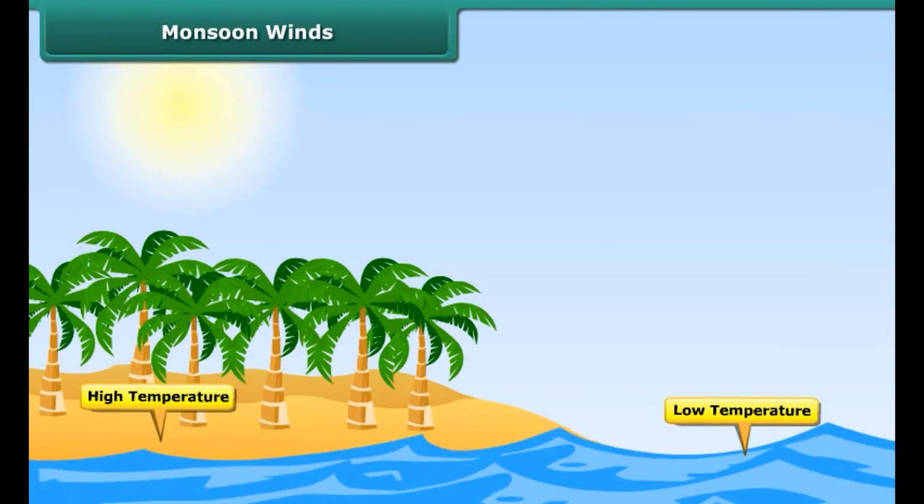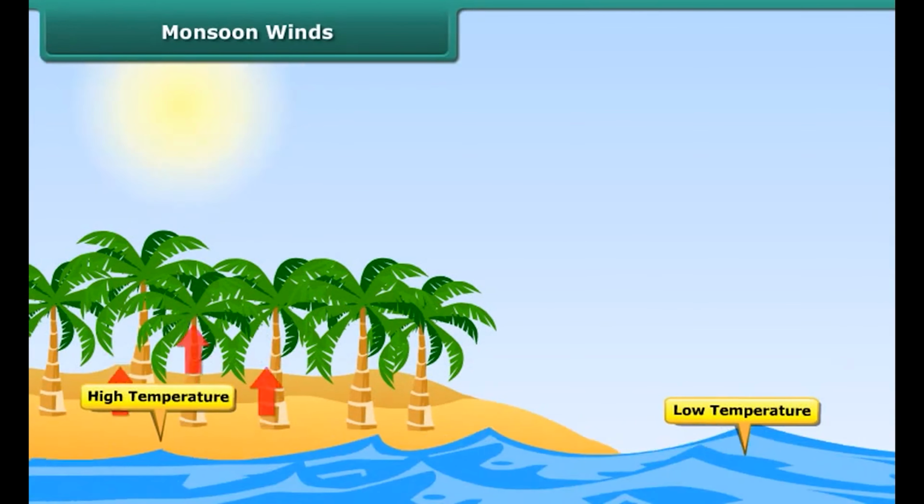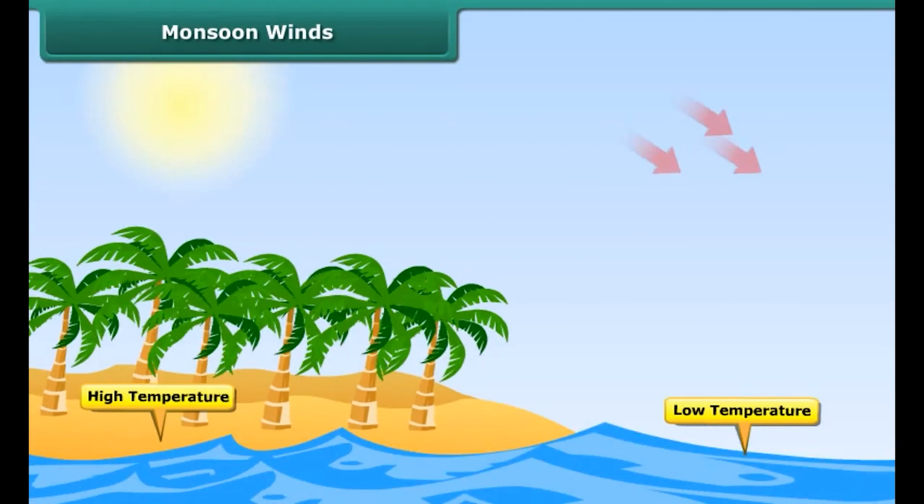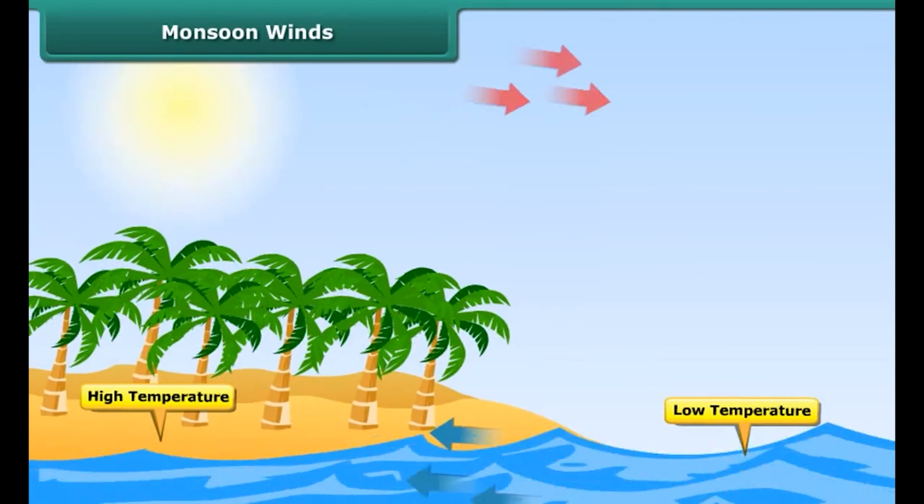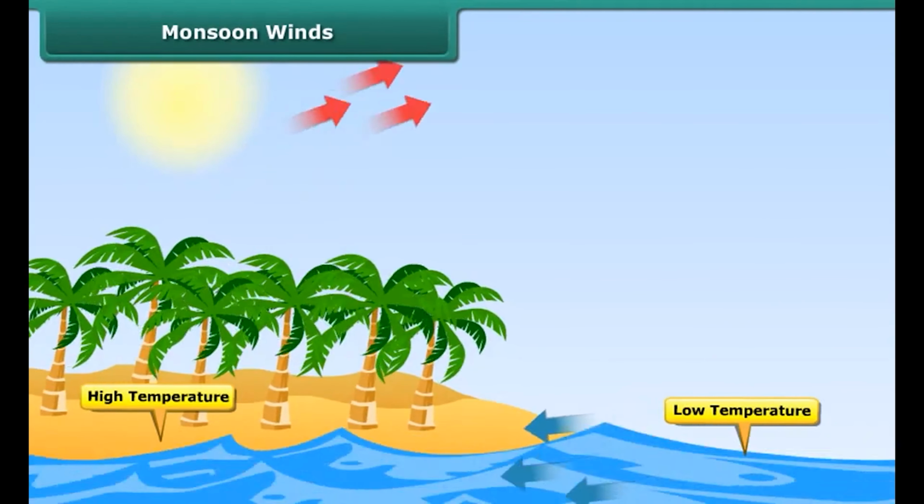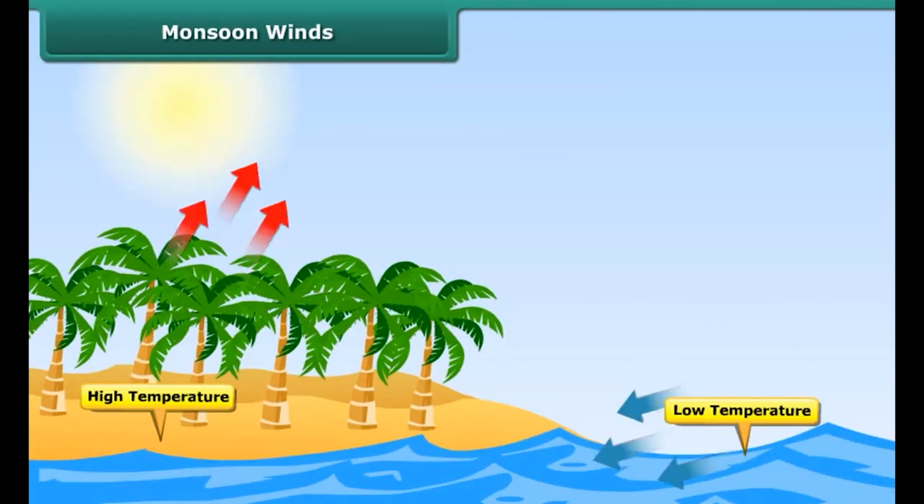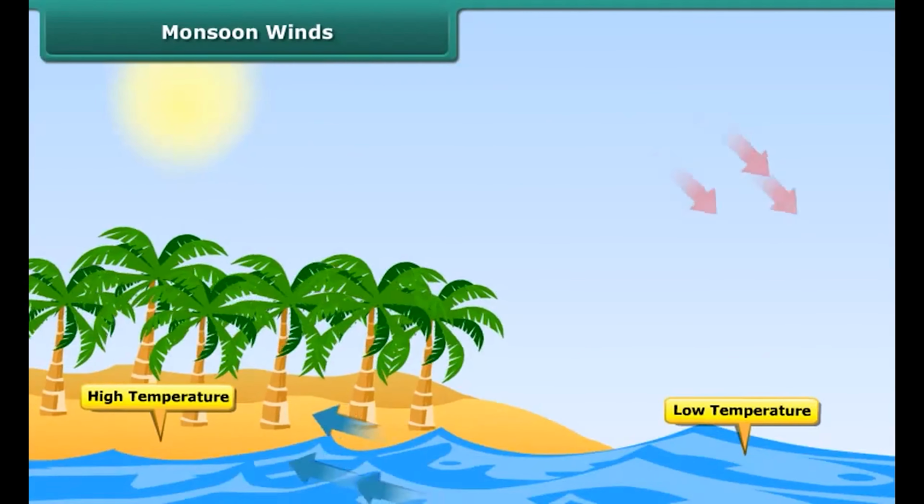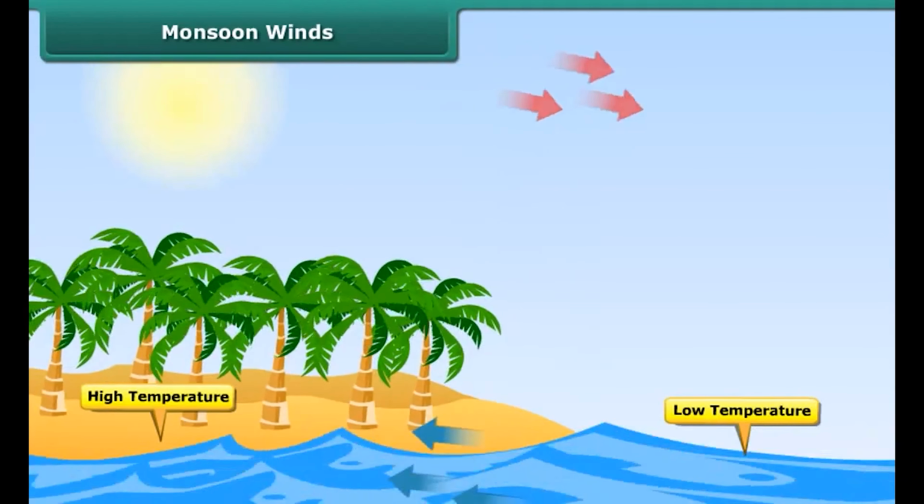The warm land heats the air above it. As a result, the warm air, being lighter, rises up and expands. This causes the winds to flow from the oceans towards the land. We call these winds monsoon winds. The monsoon winds carry water from the oceans and bring rain.